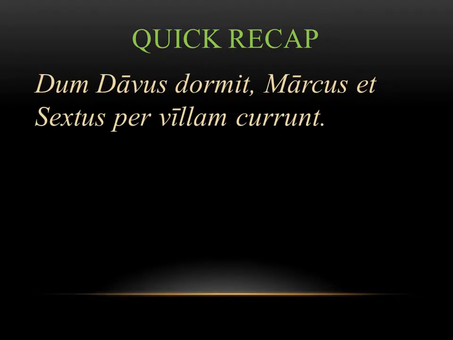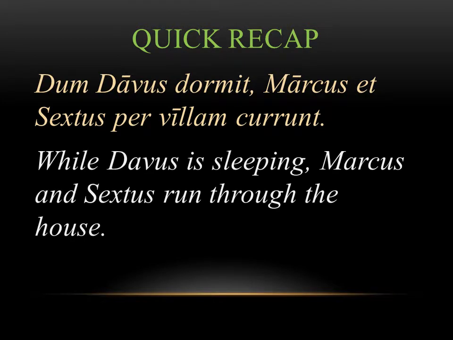So for example, you've seen sentences like this, dum Davus dormit, Marcus et Sextus per villam currunt, which means while Davus is sleeping, Marcus and Sextus run through the house. If you look at the first part, the dum clause, this is your subordinate clause, while Davus is sleeping. It has its own subject, Davus, and it has its own verb, sleeping, but it doesn't make sense on its own. If you were to say to someone, while Davus is sleeping, you'd only be giving them half of a thought. The main part of the sentence is Marcus and Sextus are running through the house. That's the part that could stand alone as its own sentence and still make perfect sense.